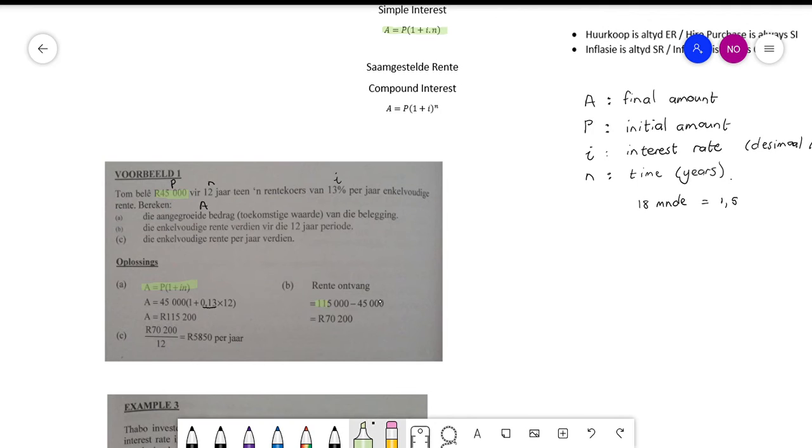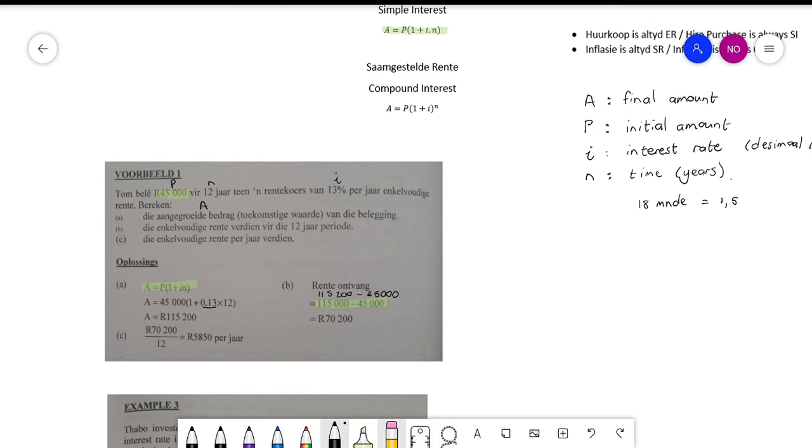So dis net wat hulle hier doen. Hulle sê net daai 15,000 of 115,000. Oei, hier is 'n fout, maar die antwoord is reg. Daai moet wees 115,200 minus 45,000. Okay. Goed, en dan kom jy uit by 70,200 rand. Met ander woorde, hulle het die 45,000 rand belê, and after the 12-year period, they received 70,200.